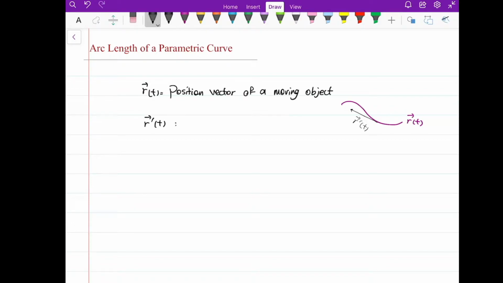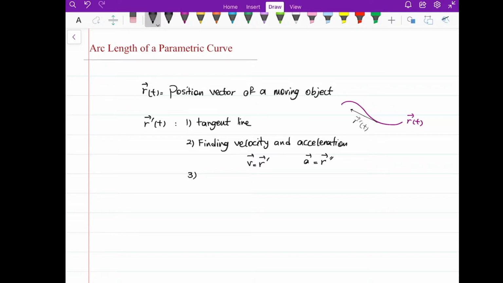We use r prime of t for finding the tangent line to the curve, for finding velocity and acceleration. Velocity is actually the derivative of r, and acceleration is the second derivative of r. And also we use r prime to find the length of arc, so arc length. But how do we do that?